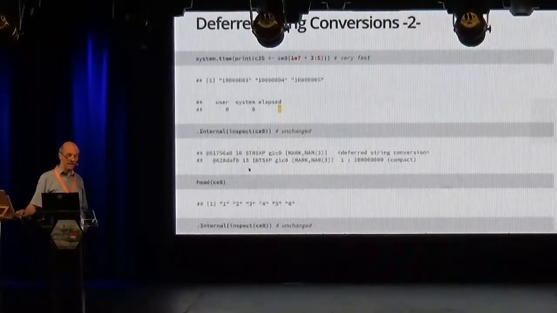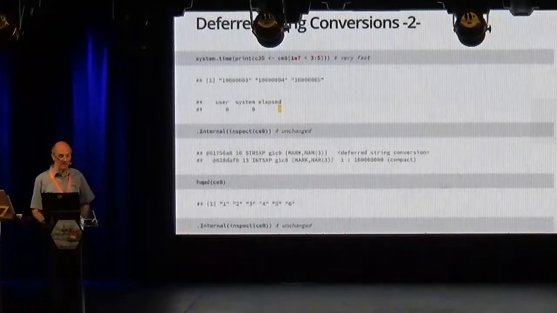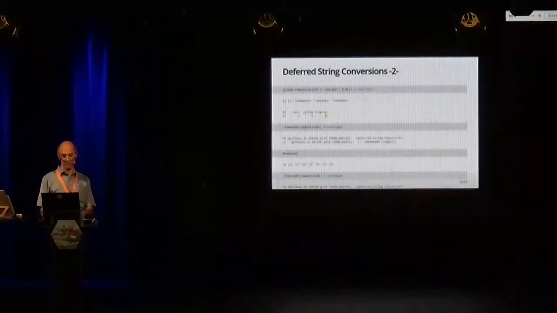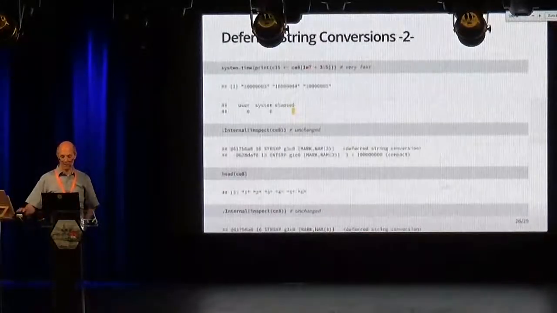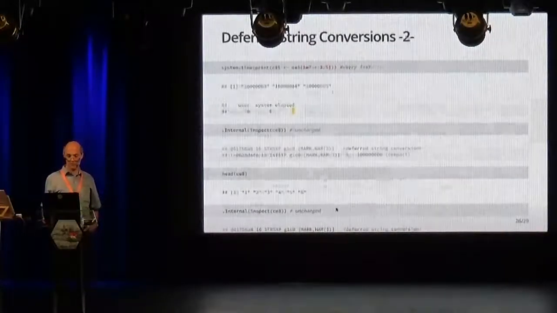I can also use head, which shows the beginning, which also extracts the first 6 elements and doesn't change the internal representation, as you can see here. Yeah, I'm really sorry for the bad resolution. On the top, you see that you still have this deferred object.